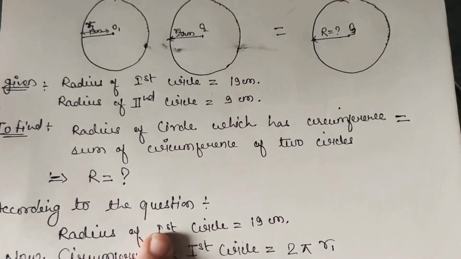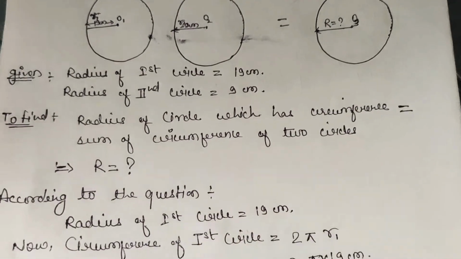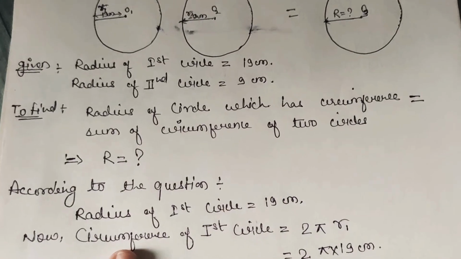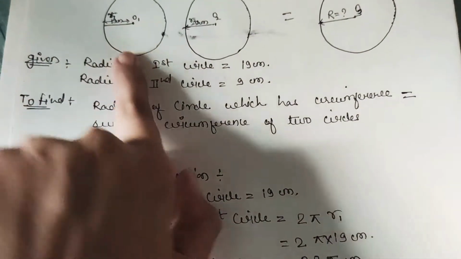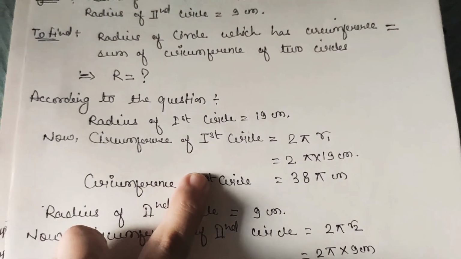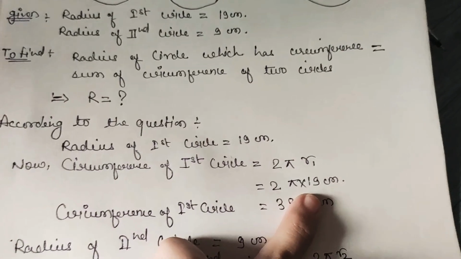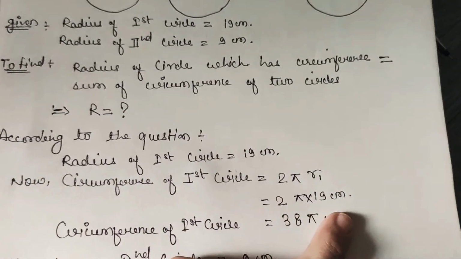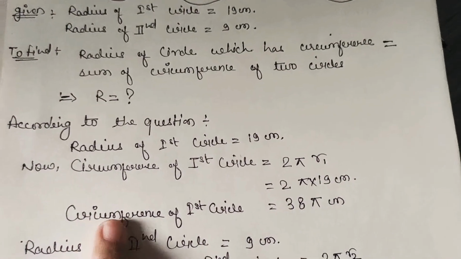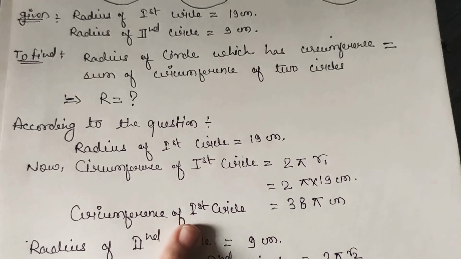Now according to the question, the radius of the first circle is 19 cm. So then we will find what? Circumference, because we need the circumference of both the circles. So circumference of the first circle will be 2 pi into r1. So we will put the value of r1, that is 19 cm. Now we get the circumference of the first circle as 38 pi centimeter.